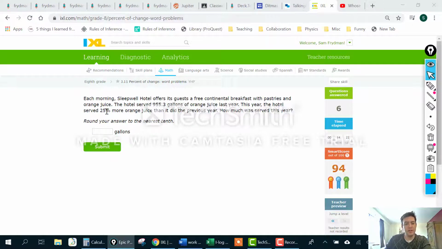Okay, so this one here, it already gave us the percent of change. That would be a find the new value problem. So your first step would be to multiply. And then, let's see, this year the hotel served 25% more orange juice. So then my next step would be to add. If it had said less orange juice, my next step would be to subtract.